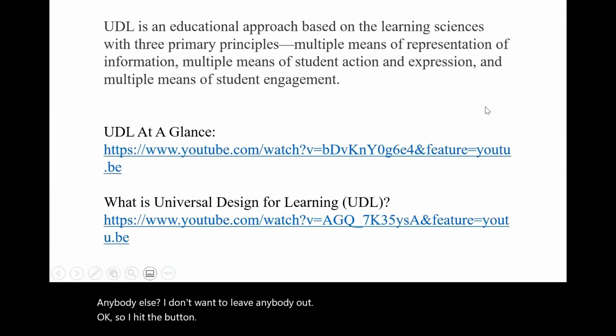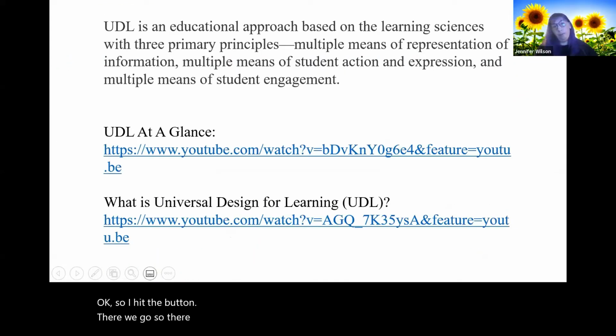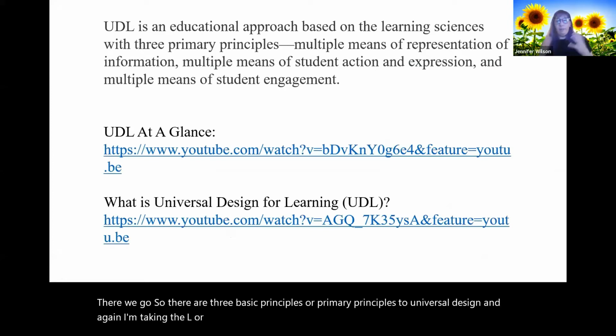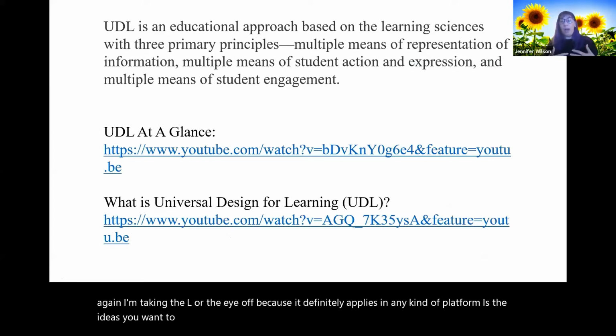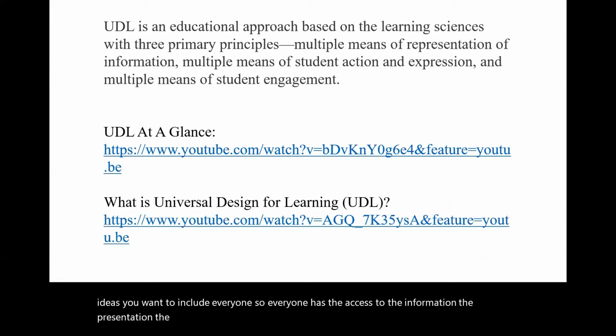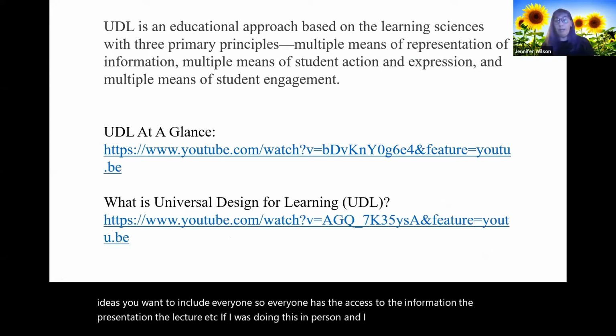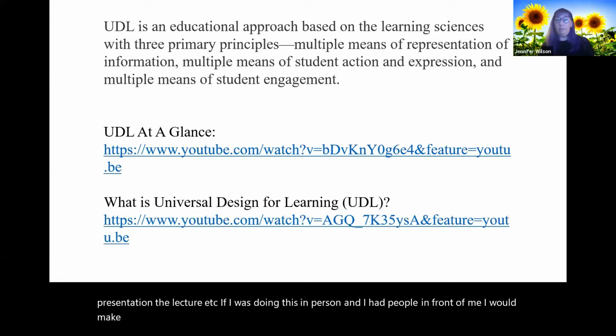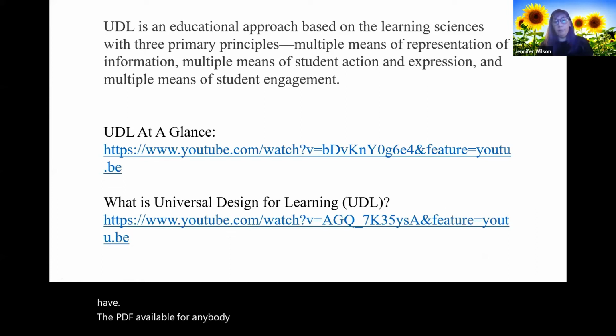There we go. So there are three basic principles or primary principles to universal design. And again, I'm taking the L or the I off because it definitely applies in any kind of platform. The idea is you want to include everyone, so everyone has access to the information, the presentation, the lecture, etc. If I was doing this in person and I had people in front of me, I would make sure everybody had a copy, a place to write notes as we went along, and then also have the PDF available for anybody who needed it electronically for different reasons.